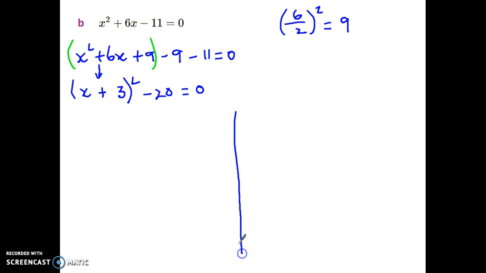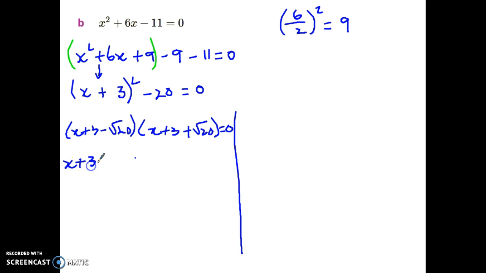Let's look at both. If I want to use DOPS, I'm going to do x plus 3 minus root 20, x plus 3 plus root 20 equals 0. Then null factor law: x plus 3 minus root 20 equals 0, or, just so I can fit it in, I'll put it down here, x plus 3 plus root 20 equals 0.